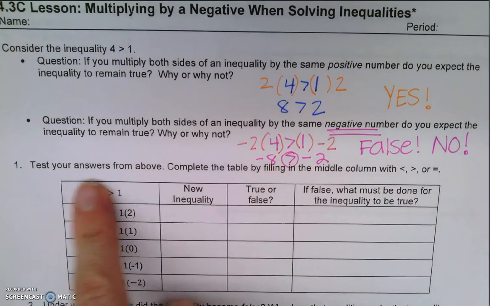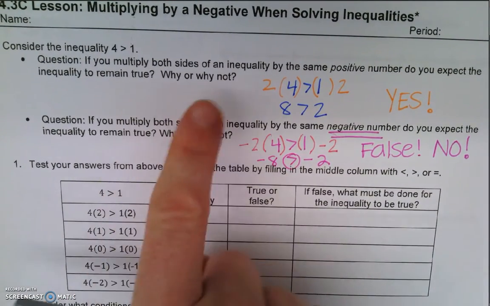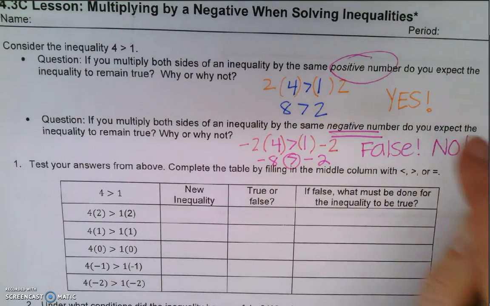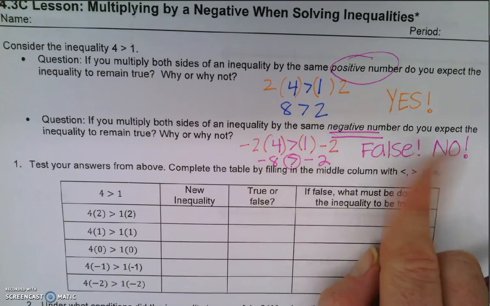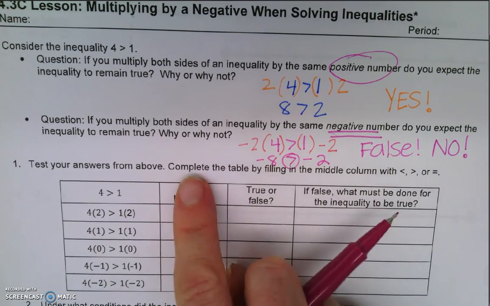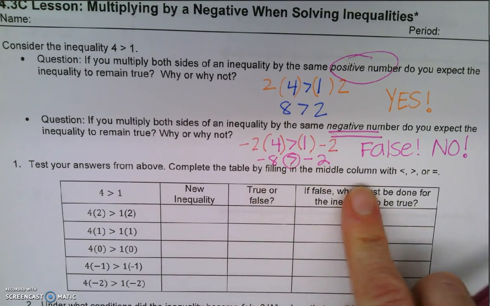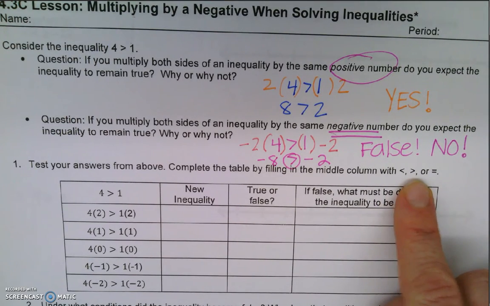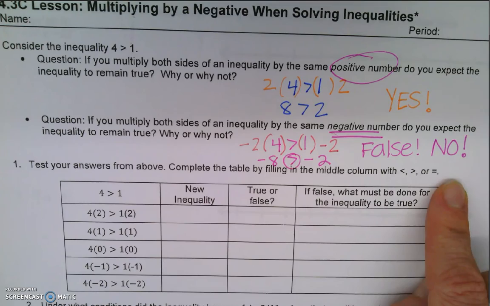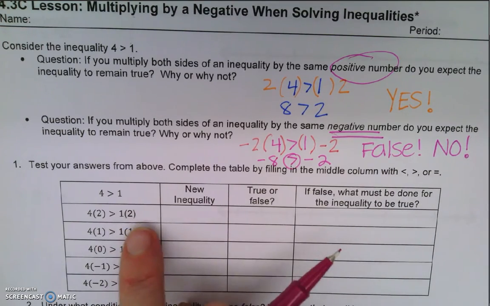It says, test your answers from above, where we think if you multiply by a positive number, we're going to have a true statement. But if you multiply by a negative number, we're going to have a false statement. We're going to complete the table by filling in the middle column with less than, greater than, or equal to. So let's take a look.